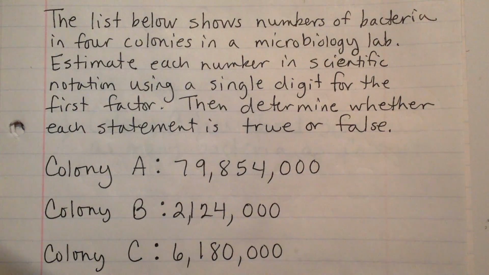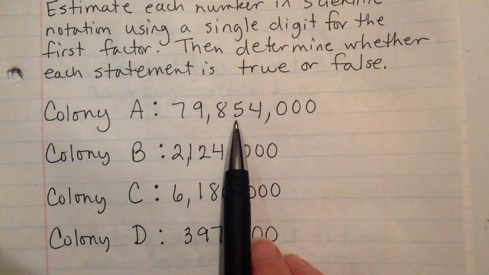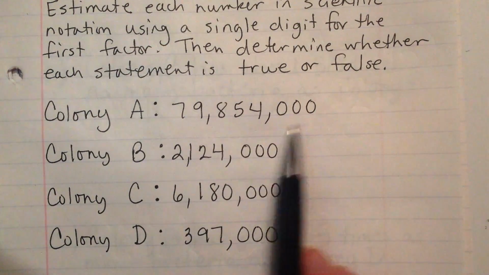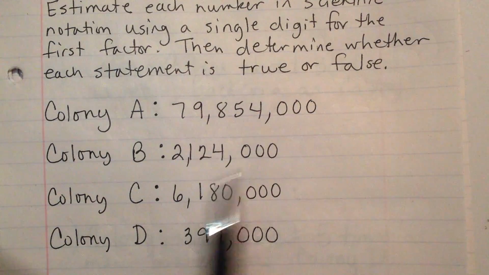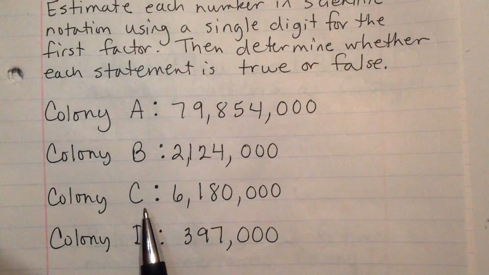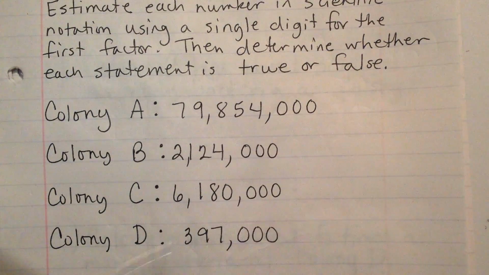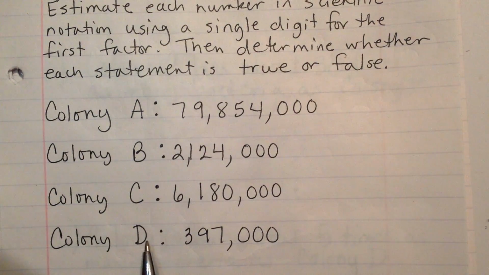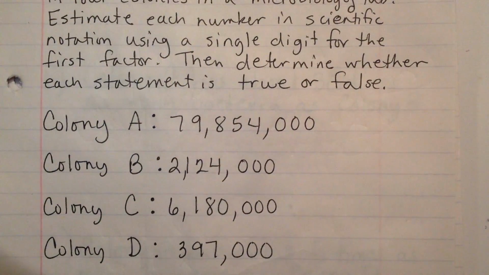So let's look at colony A. 79,854,000. Colony B, 2,124,000. Colony C, 6,180,000. And colony D, 397,000. So it says estimate each number in scientific notation using a single digit for the first factor.